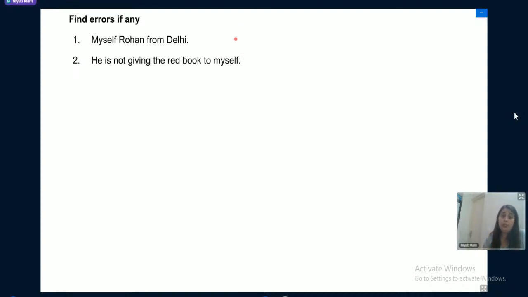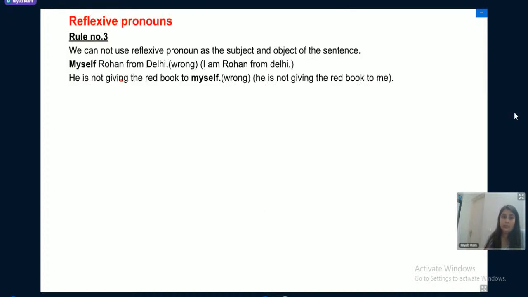Another thing which you need to learn is that reflexive or emphatic pronouns can never be used as the subject or object of the sentence. This is what the next rule is saying. We cannot use a reflexive pronoun as the subject or the object of the sentence.